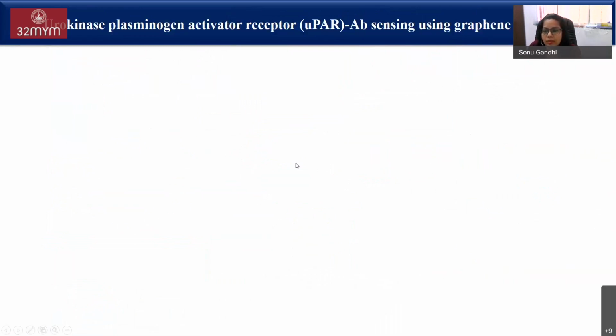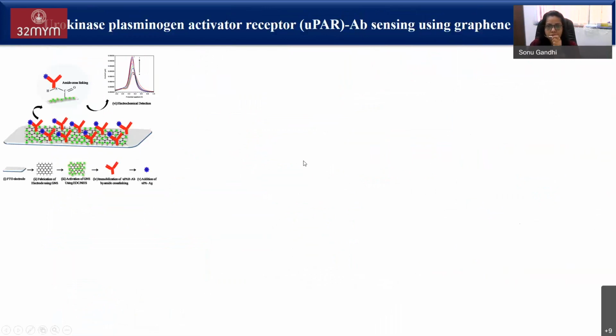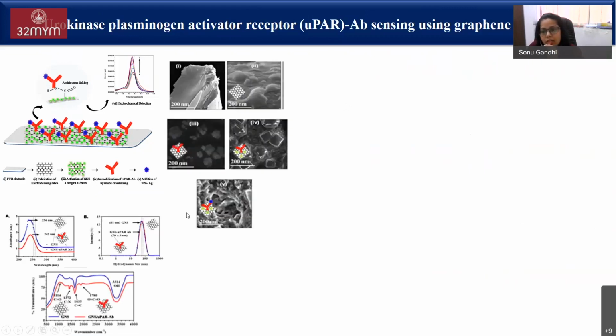The next biomolecule which we used is the urokinase plasminogen activator receptor. This receptor is overexpressed in cancer patients. So we have done the sensing, used the antibodies specific for the uPAR, and flowed the uPA antigen. This uPA antigen has the specificity to bind with the uPAR, because as per the literature, the uPAR binds with the uPA and vitronectin ligands and starts its signaling mechanism.